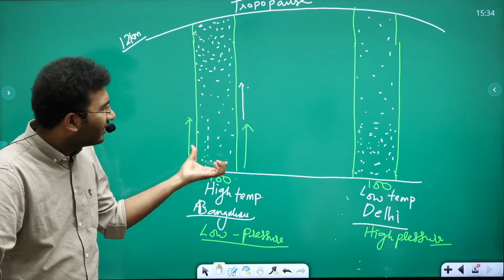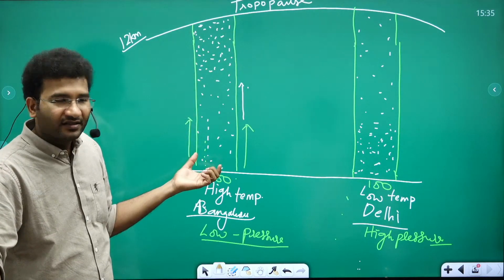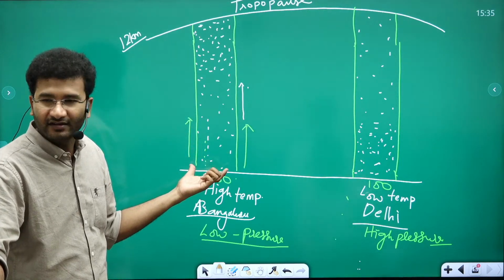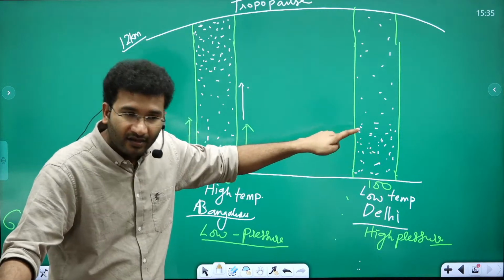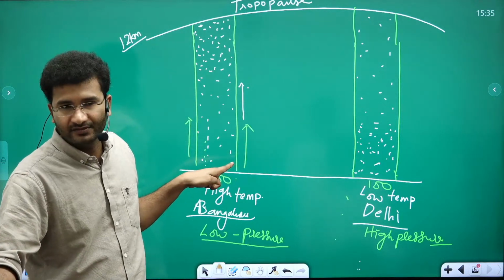As the air starts to move up and packs there, collects there, there is a gap that is created. Gap in the sense, there is absent air. That gap will be filled by the more air molecules which are present here. They slowly start to move into this region.